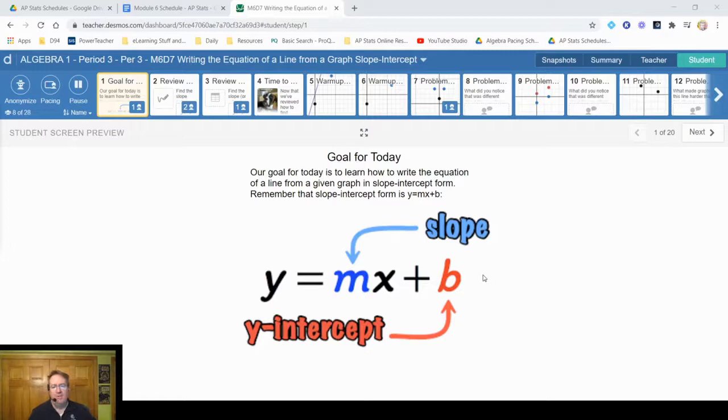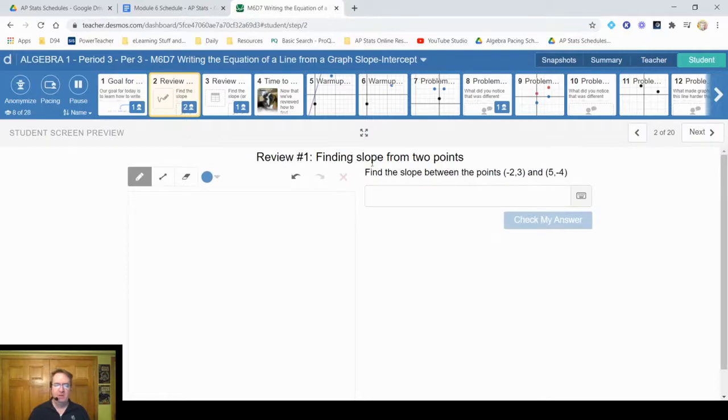So here we go. The goal for today, we're just reviewing how to write equations in slope-intercept form. Tomorrow we're going to do point-slope form, if I remember correctly. So if we hit next, a little bit of review: find the slope between the 2 points. The easiest way I've found for students to pick up, particularly if you're not sure what to do, is to go ahead and make a table.